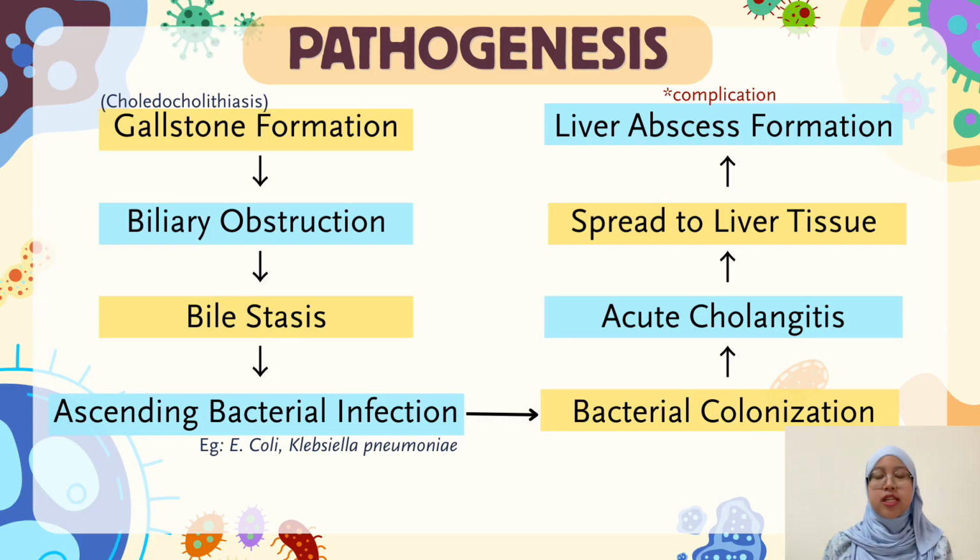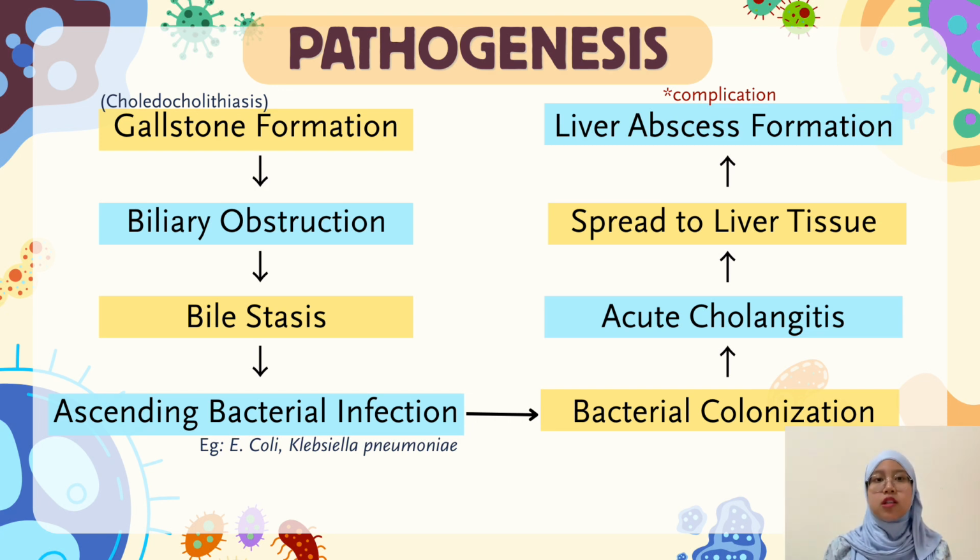Moving on to the pathogenesis, this flowchart shows how a bacterial hepatobiliary infection develops. First, the process usually begins with a gallstone causing biliary obstruction. As a result, bile cannot flow normally through the biliary tract, leading to bile stasis. Next, the stagnant bile creates a favorable environment for bacterial growth. Intestinal bacteria can then ascend from the duodenum into the bile ducts.